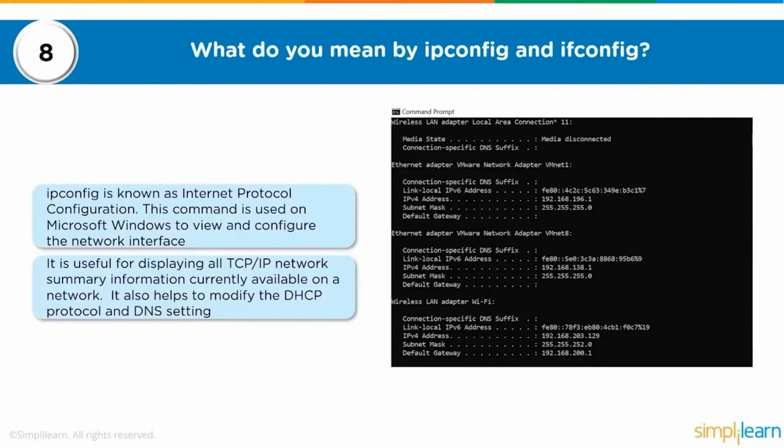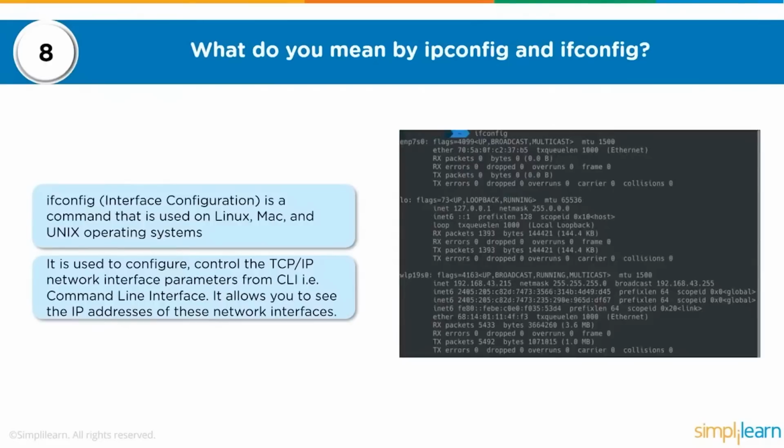So this is the configuration that allows the machine to know on what network it is on, what the default gateway is for communicating to the internet, what the subnet mask is, so how many computers may exist in that particular network, and what the IP address of that specific computer is so that it can communicate across the network as well. ifconfig is the same thing on a Linux, Mac, or Unix operating system.